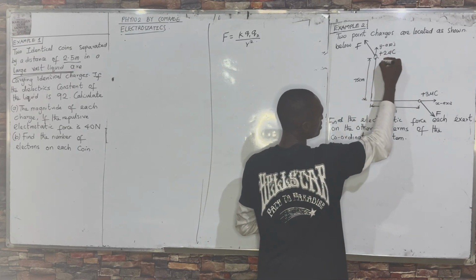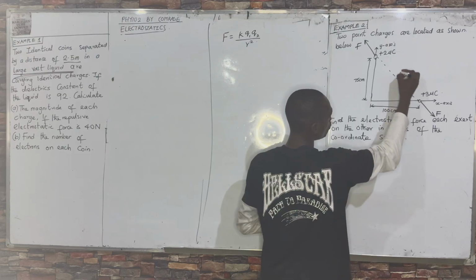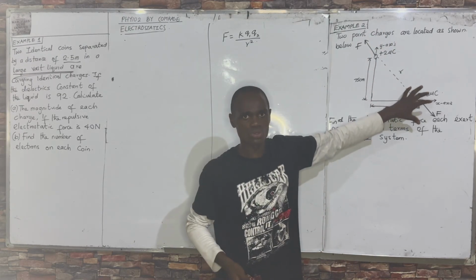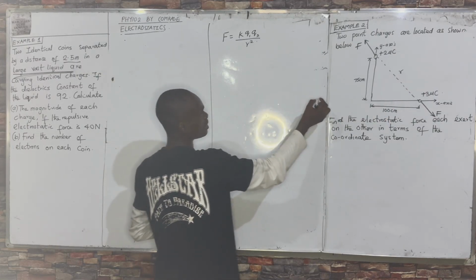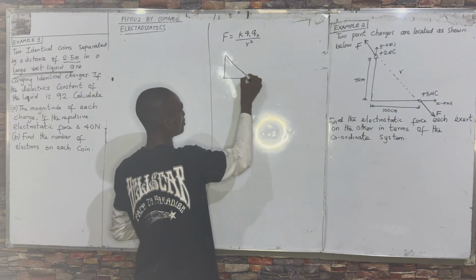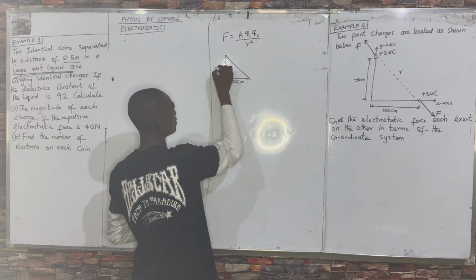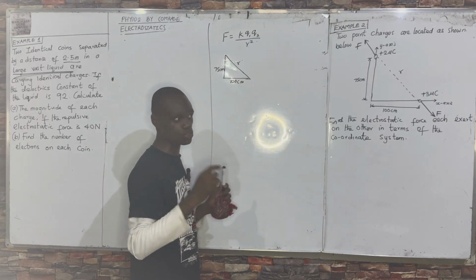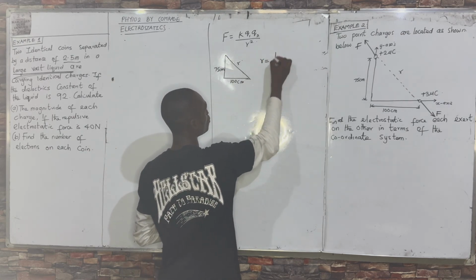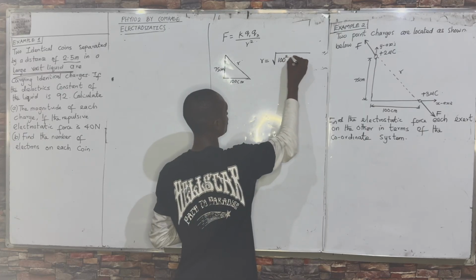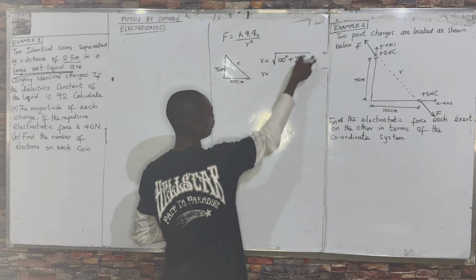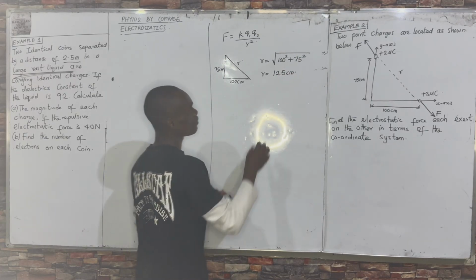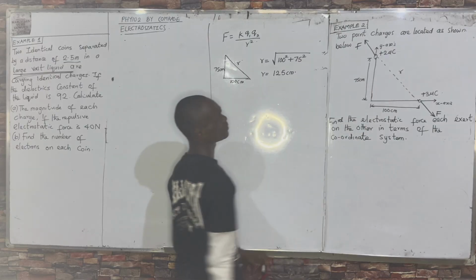So if I want to get the distance between these two charges, which is R, if I look at this, it looks like a right angle triangle, right? Wherein I have something like this. Here is 100 centimeter, here is 75, and here is R. And we can get R using Pythagoras theorem. According to Pythagoras theorem, R is equal to the square root of 100 squared plus 75 squared. Then R, when you press your calculator, you should be getting 125 centimeter. Are you seeing it? Now you have gotten the distance between the two charges.